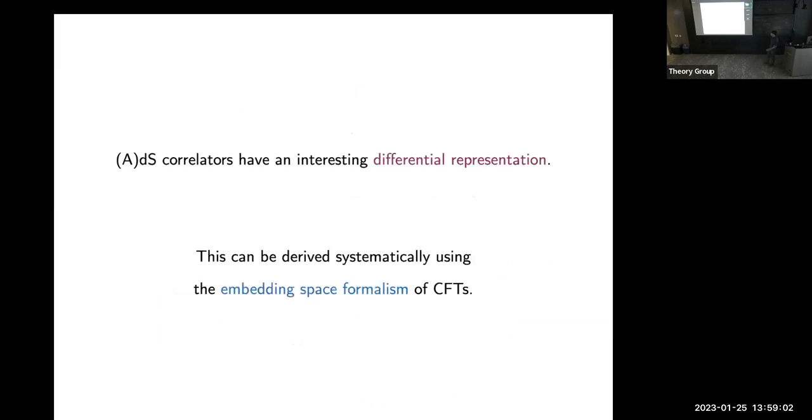So this is what I just said: AdS and dS correlation functions seem to have an interesting differential representation. Now what we would like to do is derive the differential representation for more general types of correlation functions, which might involve exchanging particles or spinning particles and so on, because we eventually want to find the differential representation of gluon and graviton correlators. It turns out that we can systematically go about doing this using the so-called embedding space formalism of CFTs.